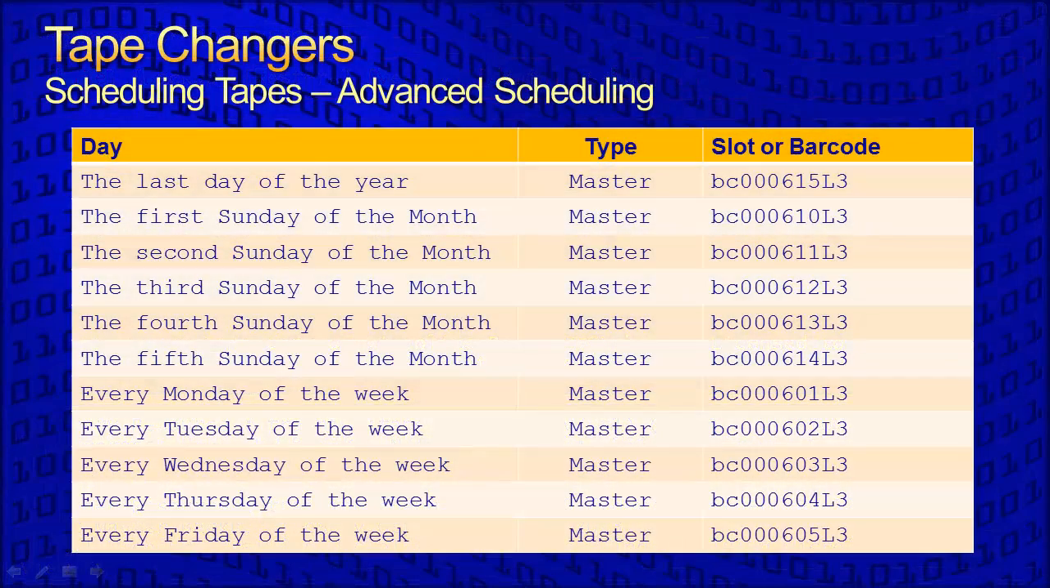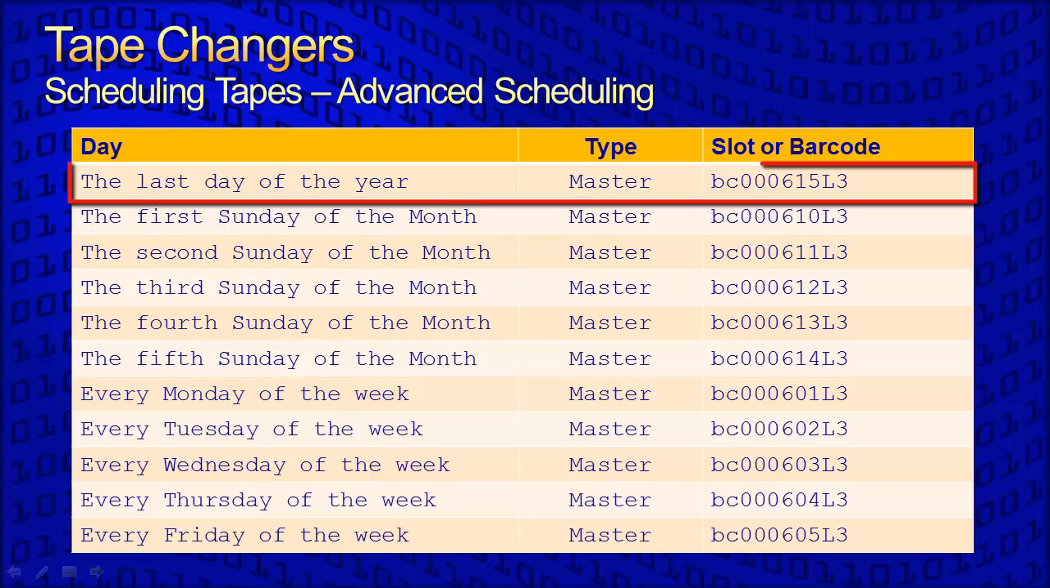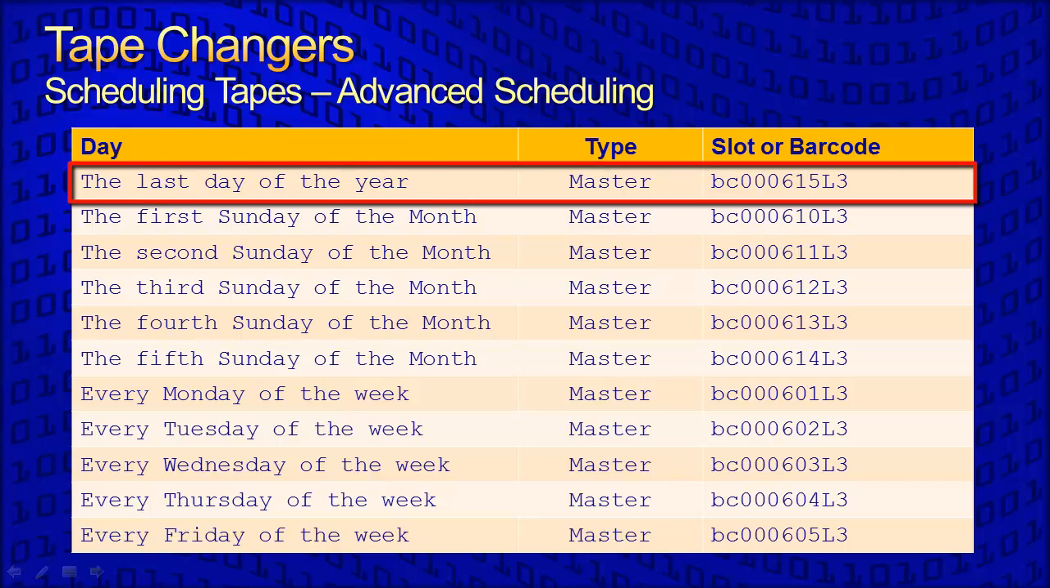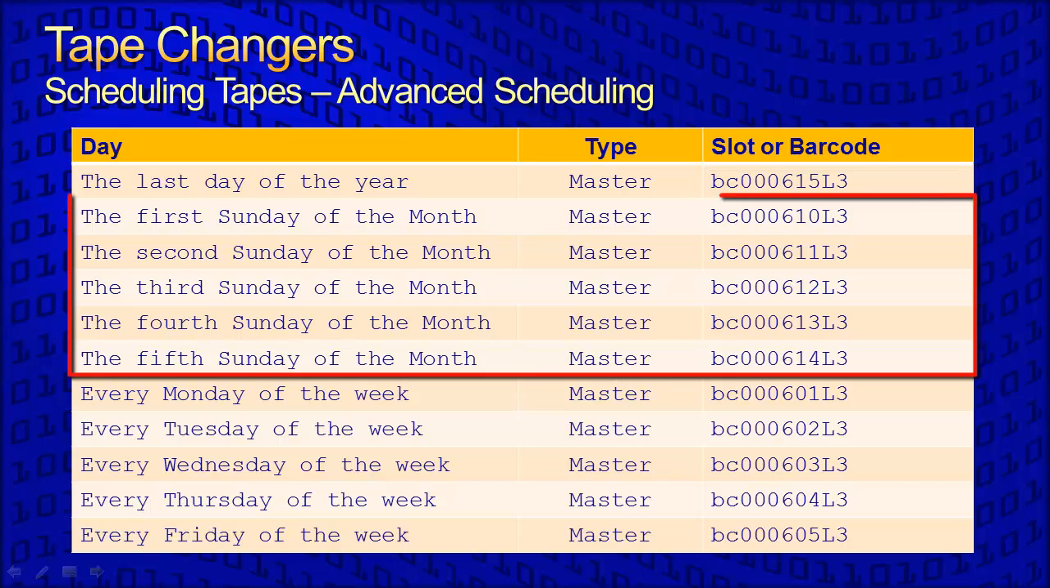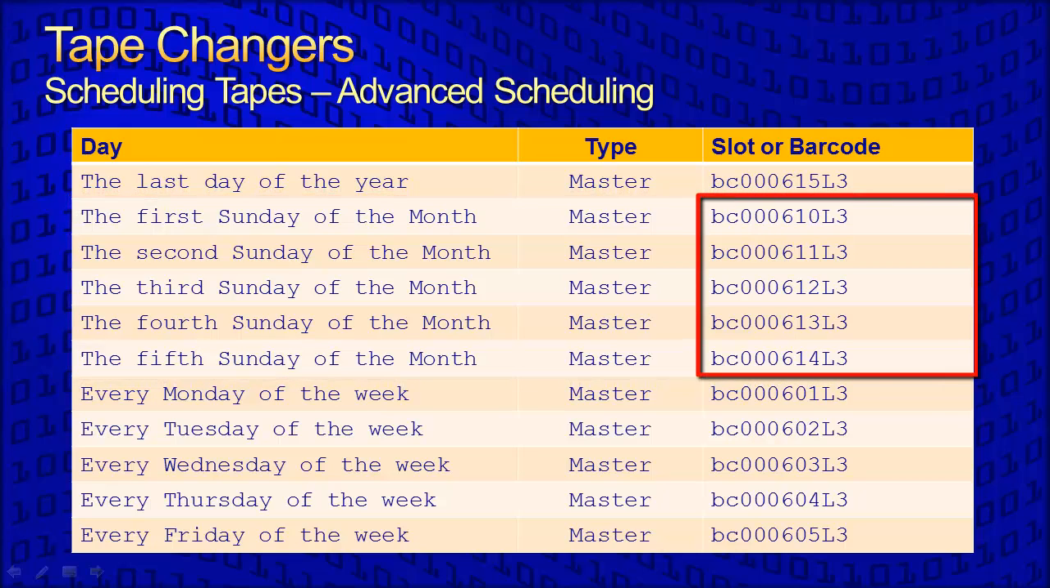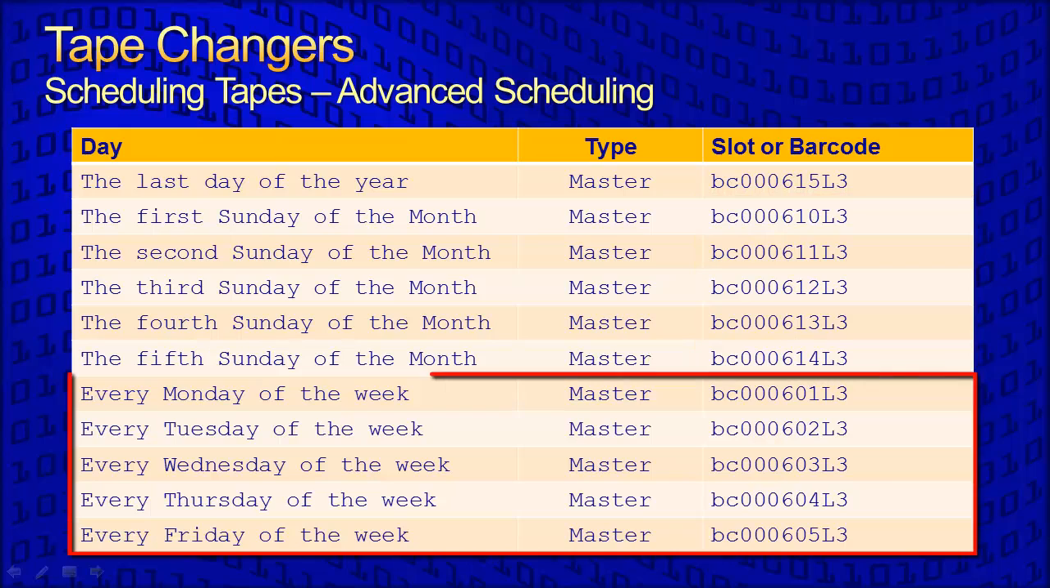Here is an example of a schedule that really takes advantage of the fact that there are 16 tapes in our changer. On the last day, and only the last day of the year, the master backup will go to tape BC000615L3. On each of the 5 possible Sundays in a month that are not the last day of the year, the backup will go to a separate tape. On each of the 5 normal days of the week that are not the last day of the year, the backup will go to a separate tape.